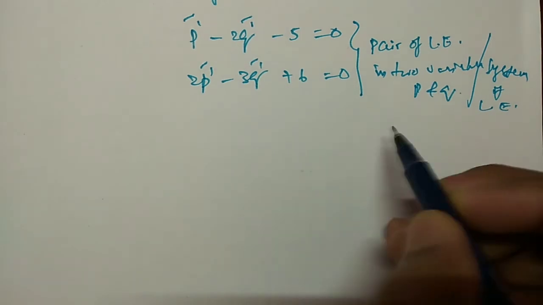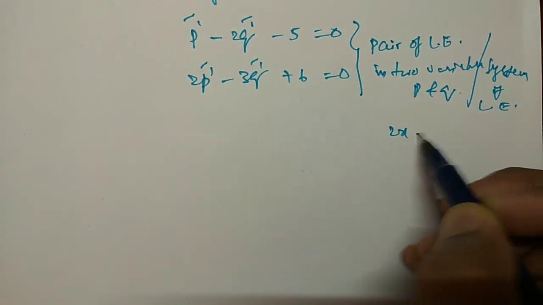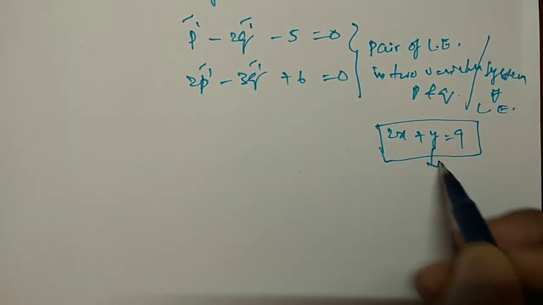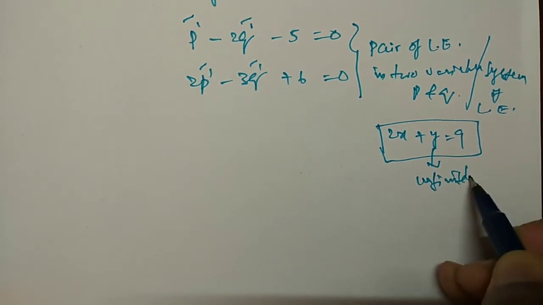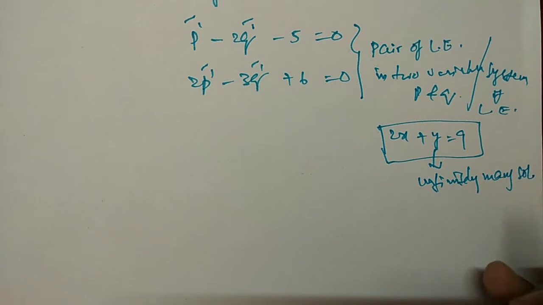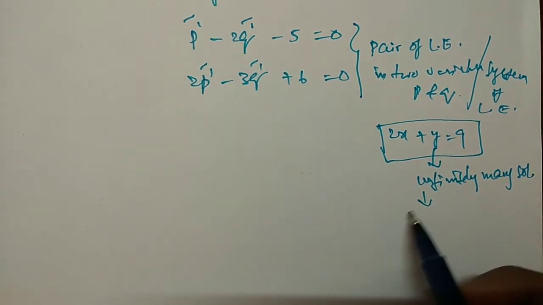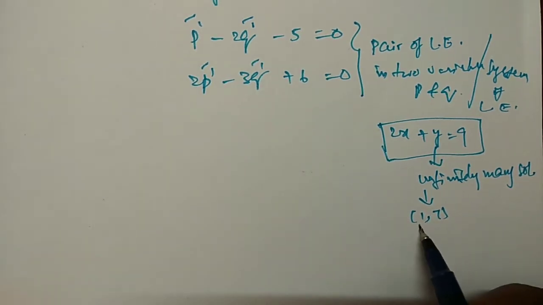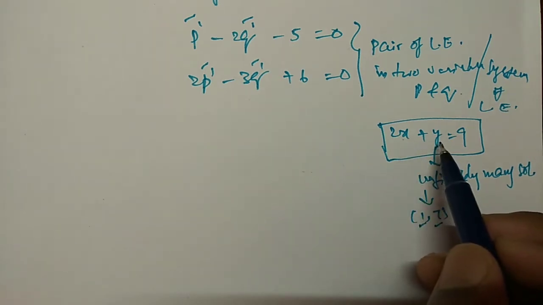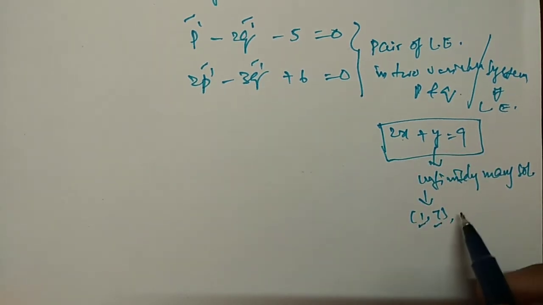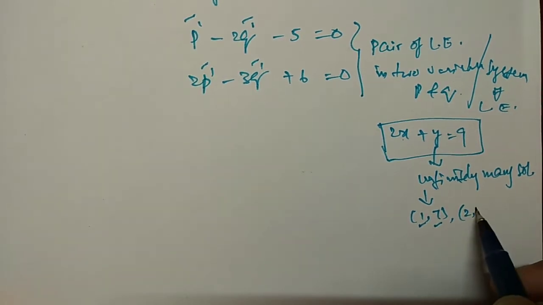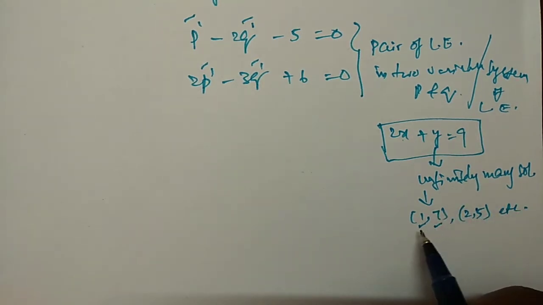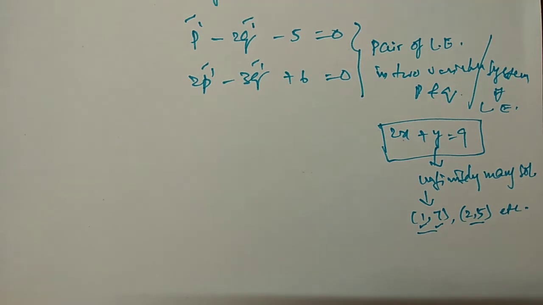Let us take a linear equation in two variables. 2x plus y equal to 9. A linear equation in two variables has infinitely many solutions. The solutions are in ordered pairs. Suppose this is 1, 7. The x value is 1, the y value is 7. 2 ones are 2, plus 7 is 9. Another one is 2, 5, etc. So it has an infinite number of solutions, and the solutions are in the form of ordered pairs.